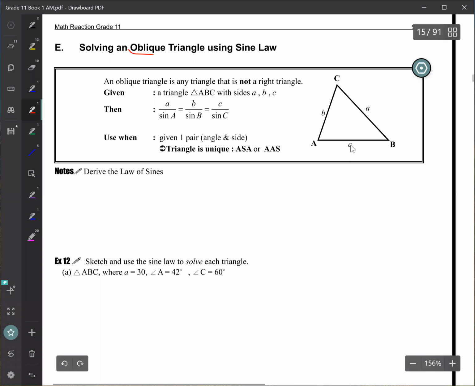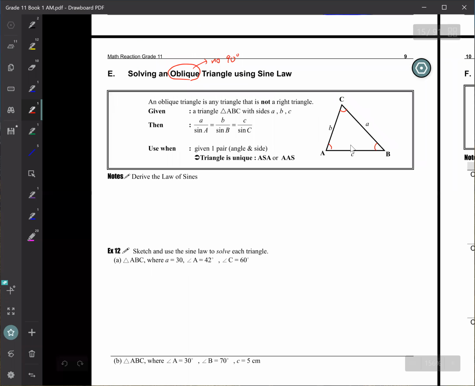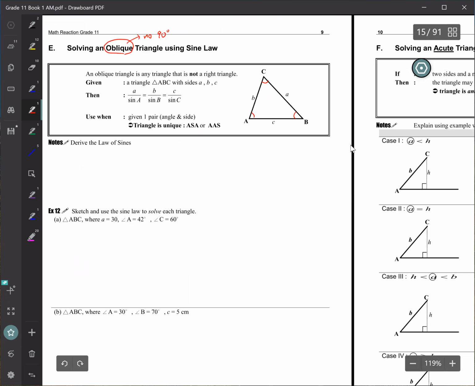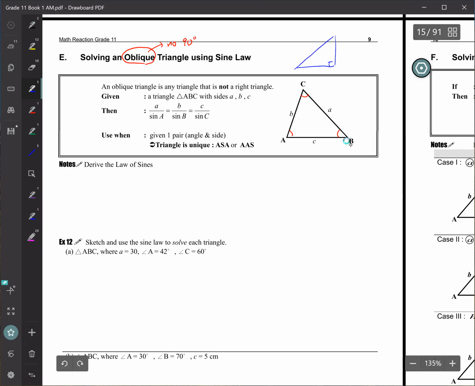So oblique triangle means inside the triangle, there is no 90-degree, right? There's no right triangle inside, right? All the angles can be acute or obtuse, right? So no 90-degree, because when there is a 90-degree, you can use SOHCAHTOA to find the missing sides or missing angles, okay? You can look at grade 10, okay? Grade 10 covers how to use SOHCAHTOA to find missing sides.